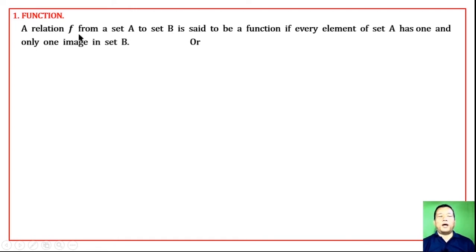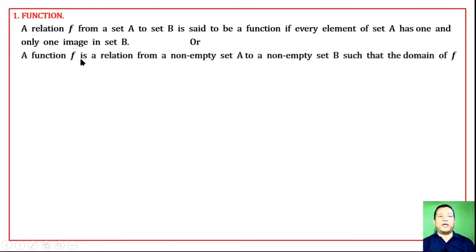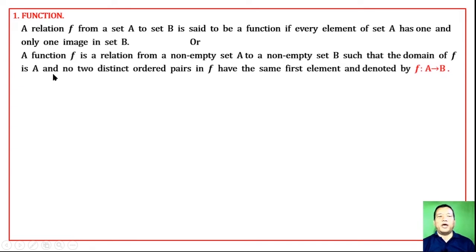Adagi B da oiba f haiba relation asi function haigani. Agi element khudingi B da corresponding image amakhattamak lairabadi, or a function f is a relation from a non-empty set A to a non-empty set B such that the domain of f is A and no two distinct ordered pairs in f have the same first element, and denoted by f from A to B. F is a function from A to B haina pagani.